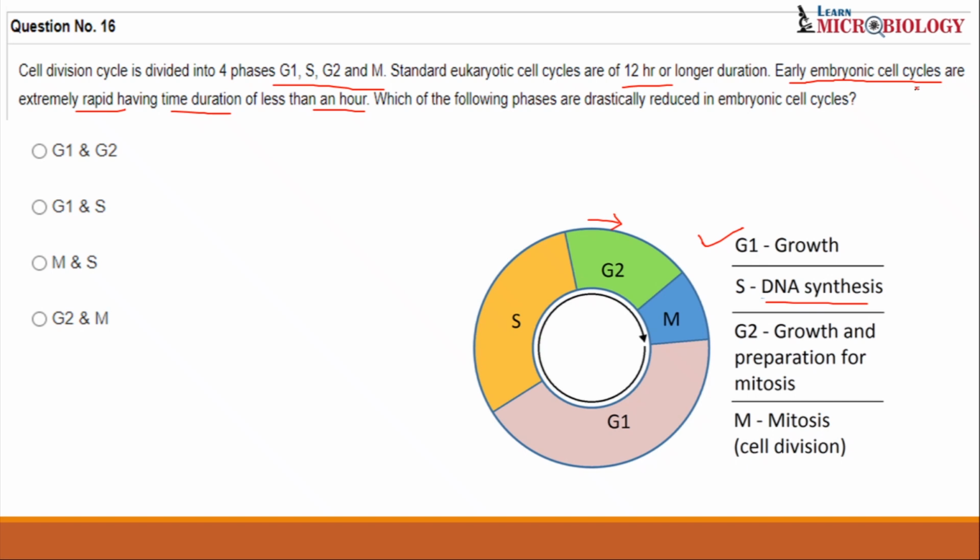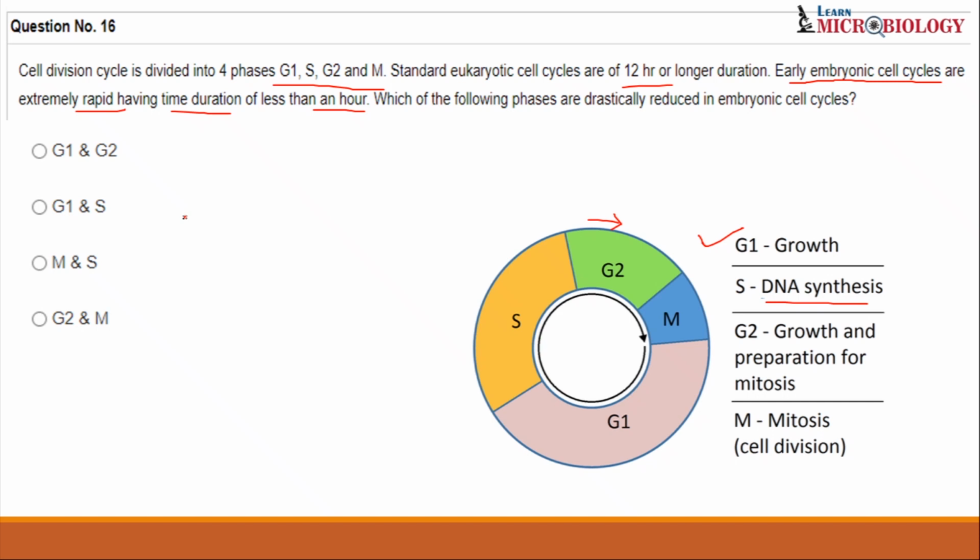But if you take the embryonic cell cycle, the time is extremely rapid, less than an hour. Now they are asking which of these phases, they have given 2 pairs of options, we have to tell which 2 phases are reduced in the embryonic cell cycle.